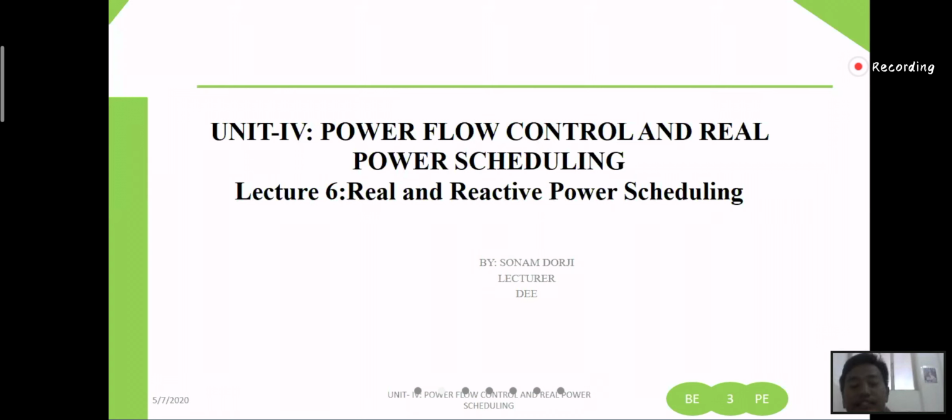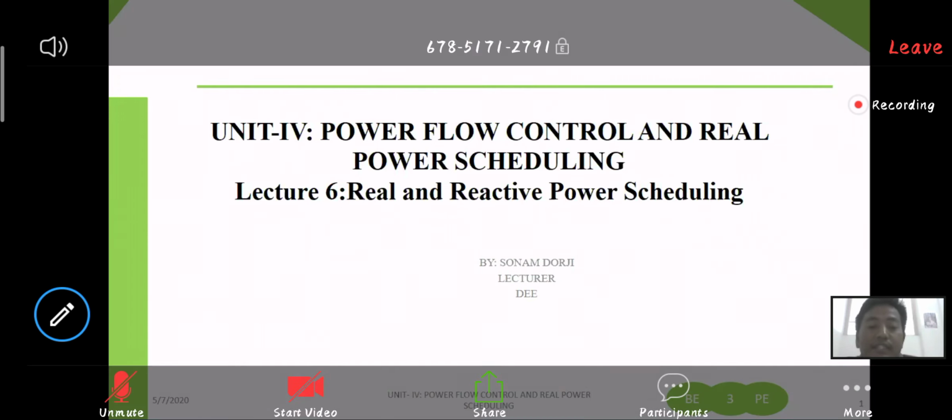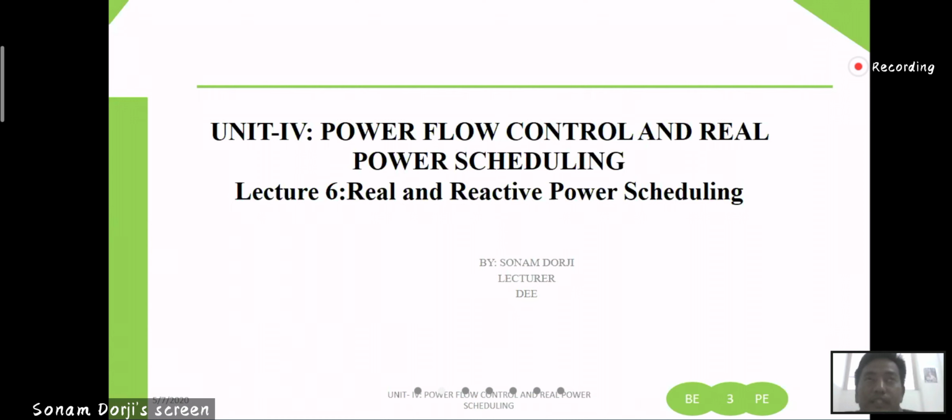When we talk about real and reactive power scheduling, it means we have to carry it out based on cost optimization. We have learned earlier how to carry out the optimization. There are two conditions: first the equality constraint and then the inequality constraint. You have to consider those and then do the optimization. In this lecture we will see how to carry out real and reactive power scheduling based on cost optimization, meaning that as far as possible the cost of energy should be cheap or lower. So how will we carry it out?